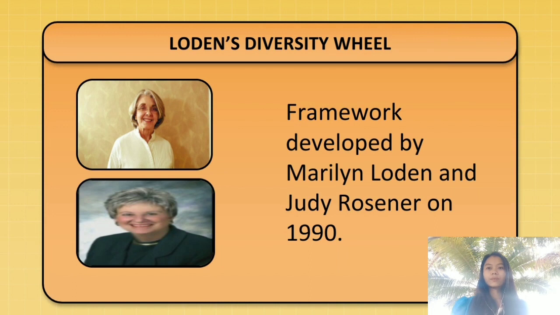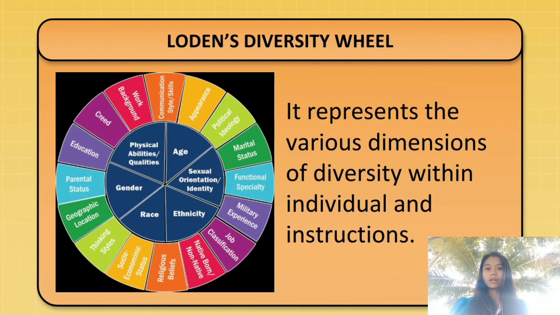Loden's depiction of important group-based differences was the diversity wheel. It represents the various dimensions of diversity within individuals and institutions. It is a model that pointed to what is core to our social identities, the ways in which people derive a sense of self when identifying with certain groups. Her model, the diversity wheel, has become the lingua franca for defining what is meant by the word diversity.